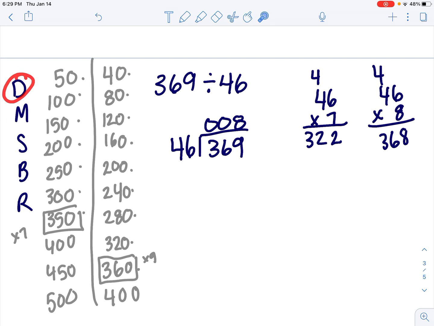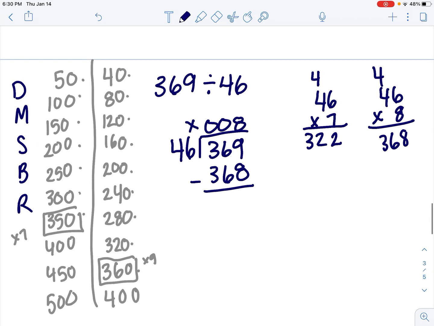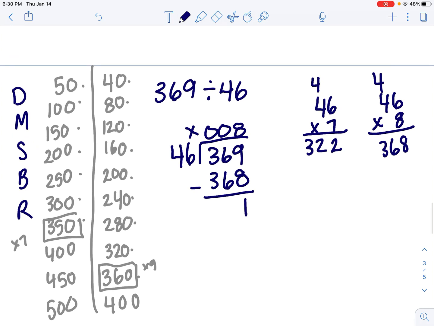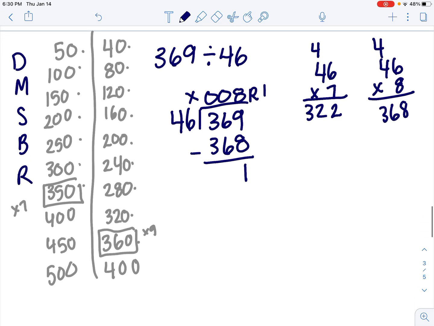We just divided, so our next step is to multiply. 8 times 46. Well, we said that was 368, right? We multiplied. Now we're going to subtract. 369 minus 368 equals 1. There's nothing left to bring down, and my remainder is less than my divisor, so I can write 8 remainder 1 as my answer. But we need to check, right?